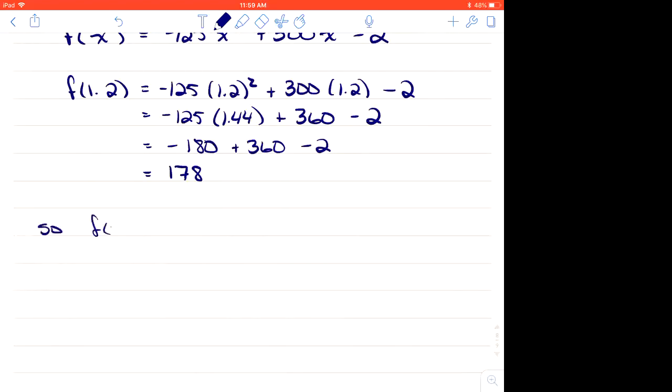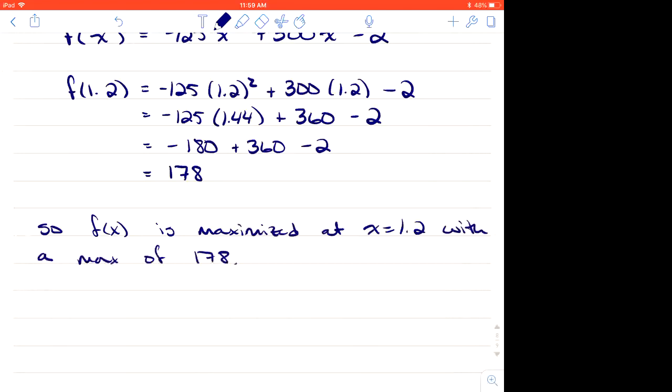So f of x is maximized at x equal to 1.2 with a max of 178.